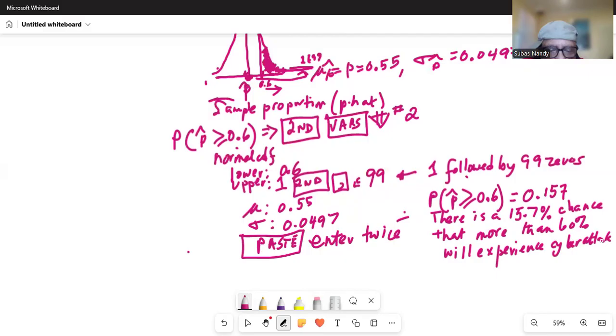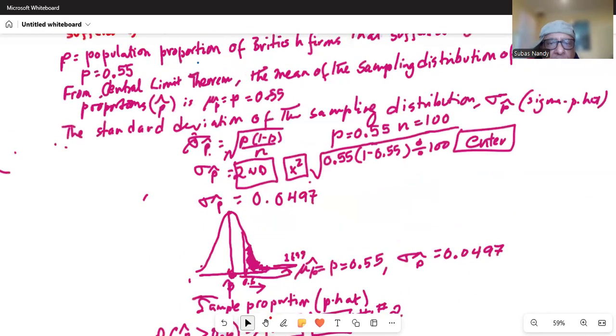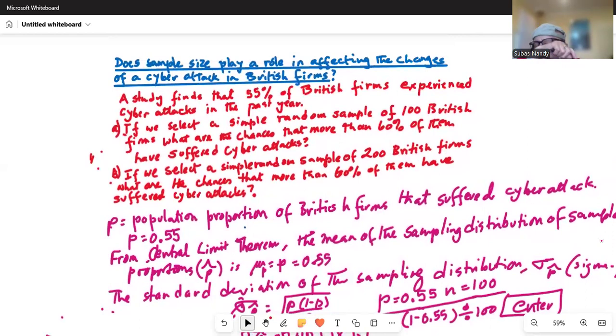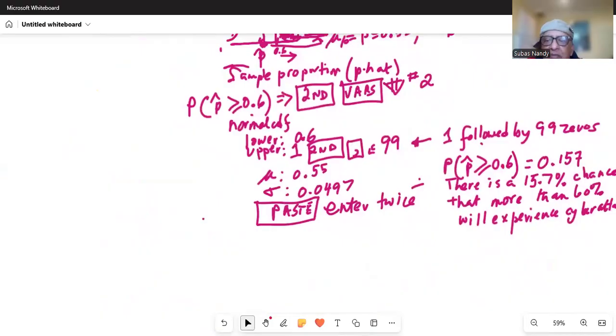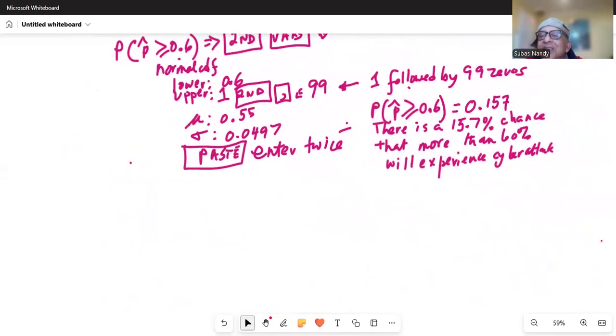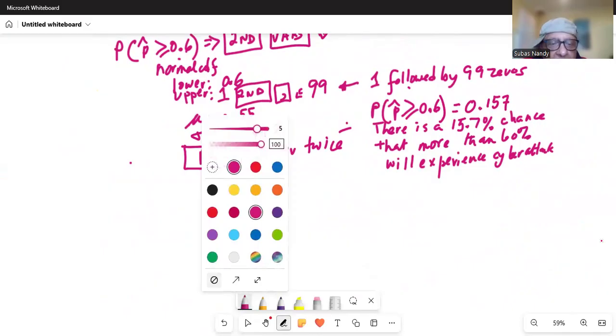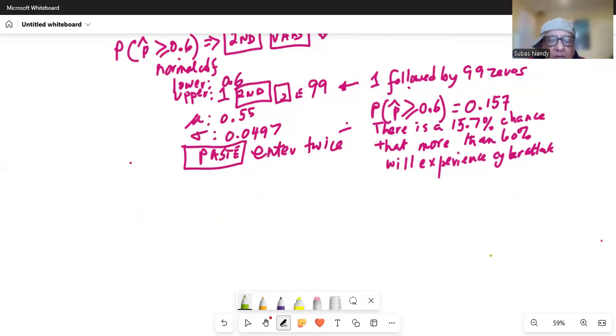So let me press this. So part B, the question is whether the sample size will affect the chances of cyber attack. And I said yes. And I have not yet answered that question. So I have to do part B, because in part B, I've increased the sample size from 100 to 200. How will that affect our calculation? For one thing, it will change the standard deviation of the sampling distribution.